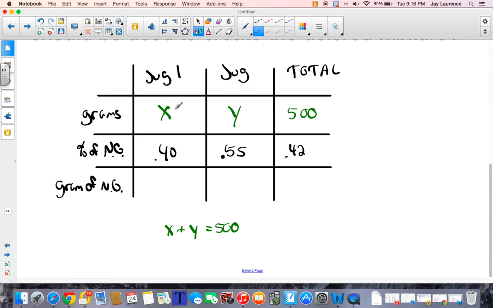This one is how many grams are we getting from jug 1, and how many of those grams would actually be nitroglycerin? Well, we multiply the decimal by the variable, okay? And that'll be 0.42 times 500.